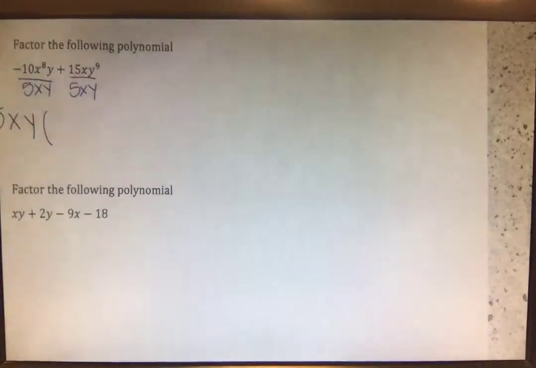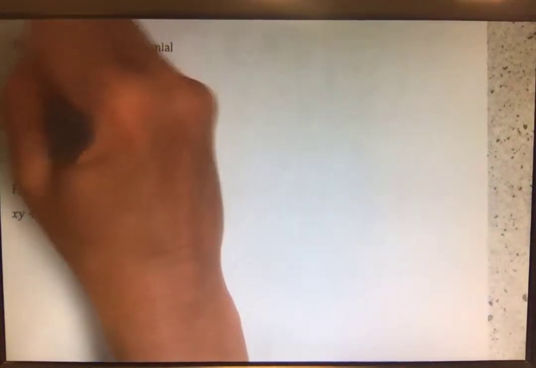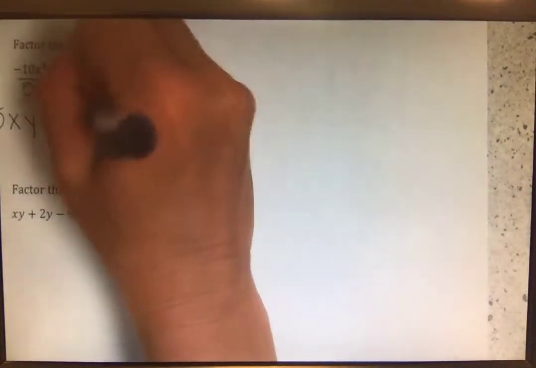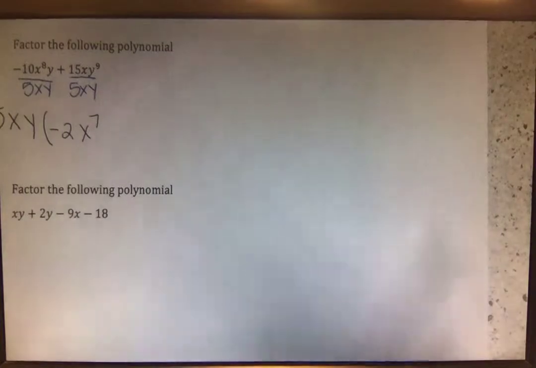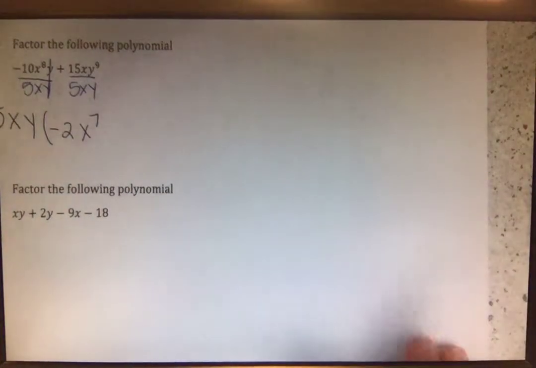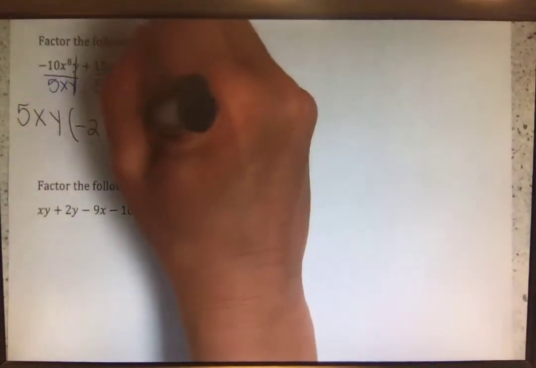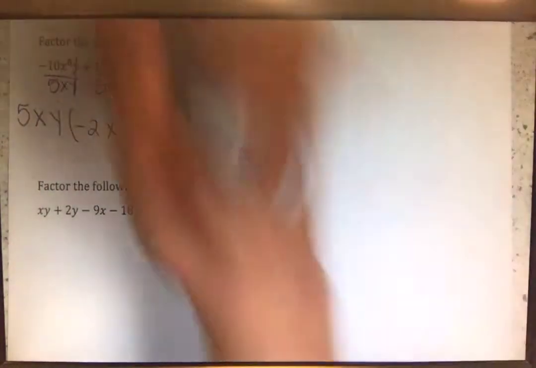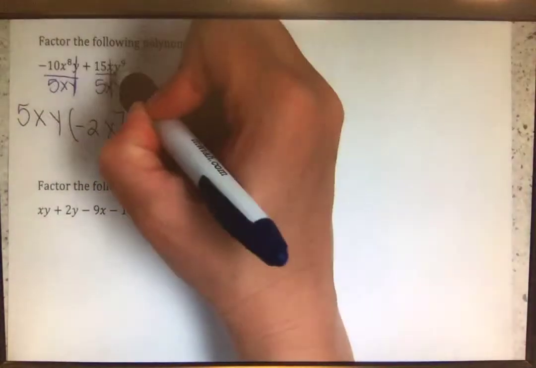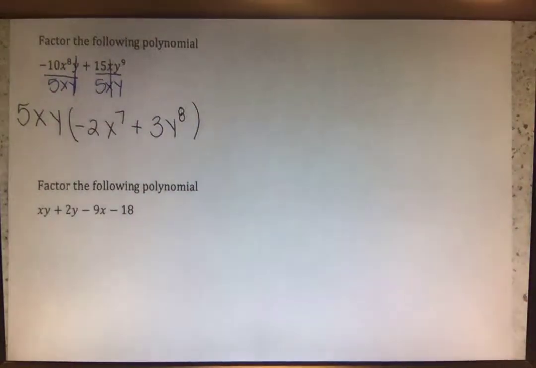Taking out that 5xy, we have negative 10 divided by 5 is negative 2. 8x's, we're taking away 1x, so we have 7x's left over. 1y, we're taking away 1y, so those cancel each other out. Plus 15 divided by 5 will give us 3. We have 1x, we're taking away 1x, so those cancel each other out. We have 9y's, we're taking away 1y, so we have 8y's left over.